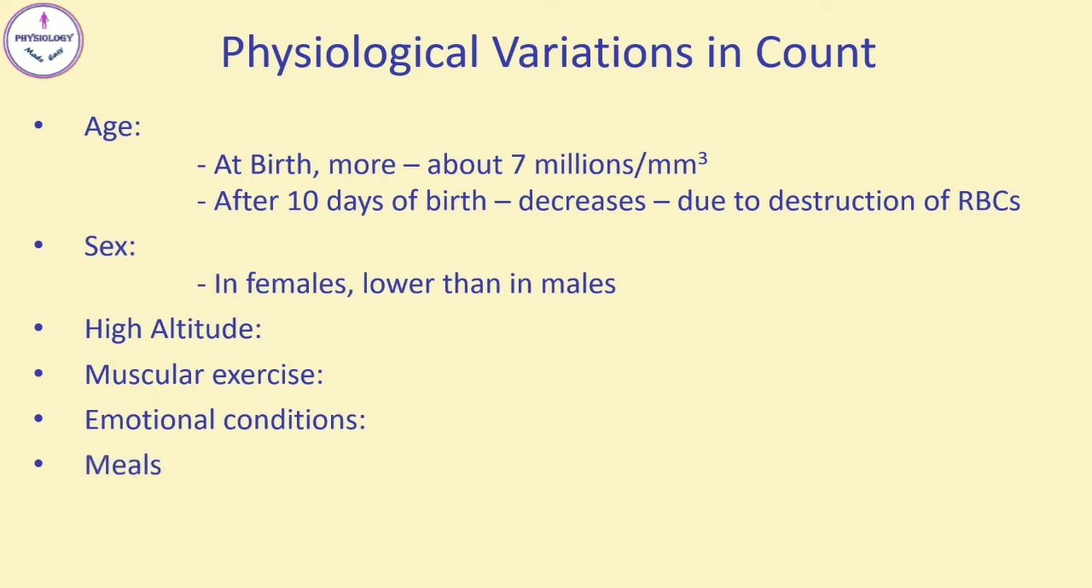After meals, RBC count is raised slightly. Next, during sleep, RBC count slightly decreases. And lastly, during pregnancy, RBC count decreases due to hemodilution.